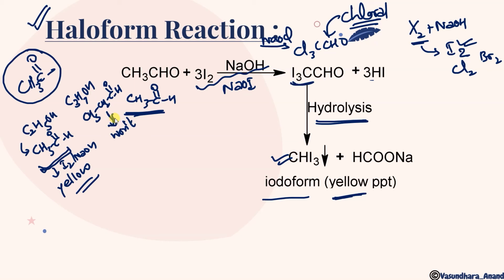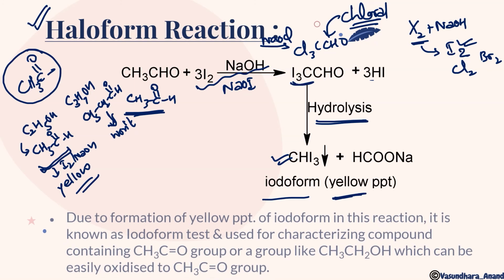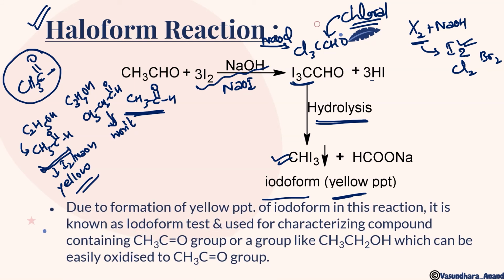Clear? So this is also used as a test. Due to formation of yellow PPT of iodoform in this reaction, it is known as iodoform test and used for characterizing compound. Here it is written, used for characterizing compound containing CH3CO group or group like CH3CH2OH, which can be easily oxidized to CH3CO group. That means either it should have or on oxidation it can have. So these type of compounds will give iodoform test, haloform reaction, we can say.